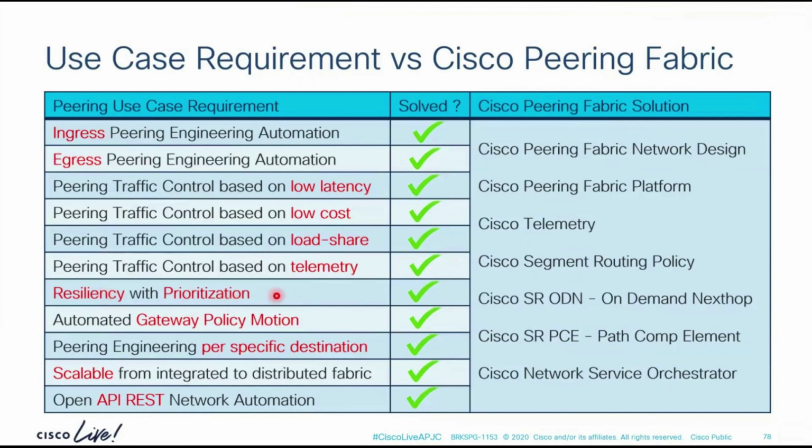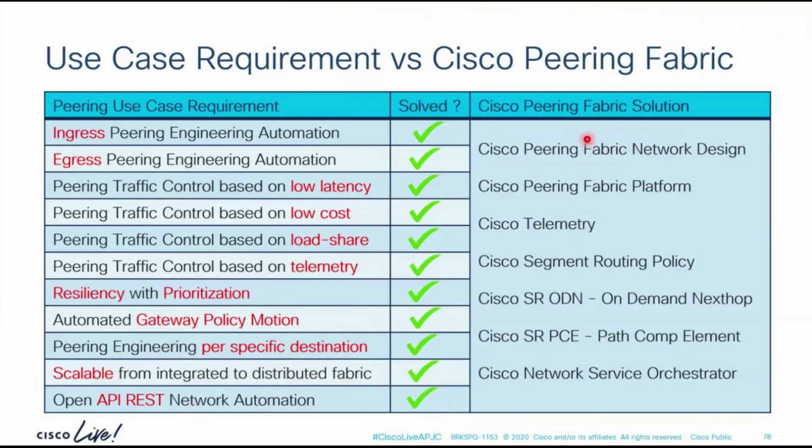Very simple manner, just a matter of click and define it on the NSO or through a REST API for all together policy. And we also can leverage NSO capability to automate the gateway policy motion in case you want to swing from one gateway to another gateway for the policy. And we can have very specific destination policy, as well as it's very scalable. We can start from our integrated standalone internet gateway to our distributed peering fabric.